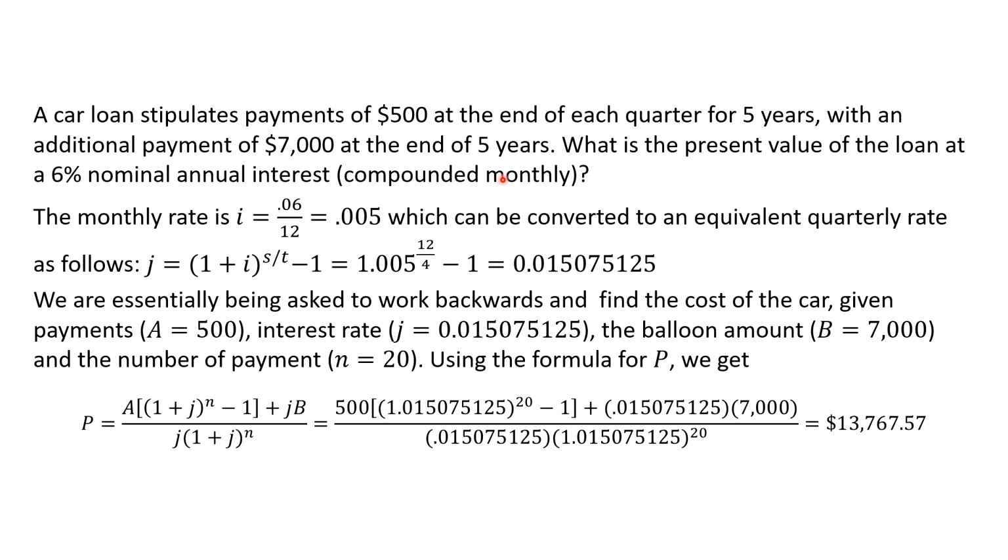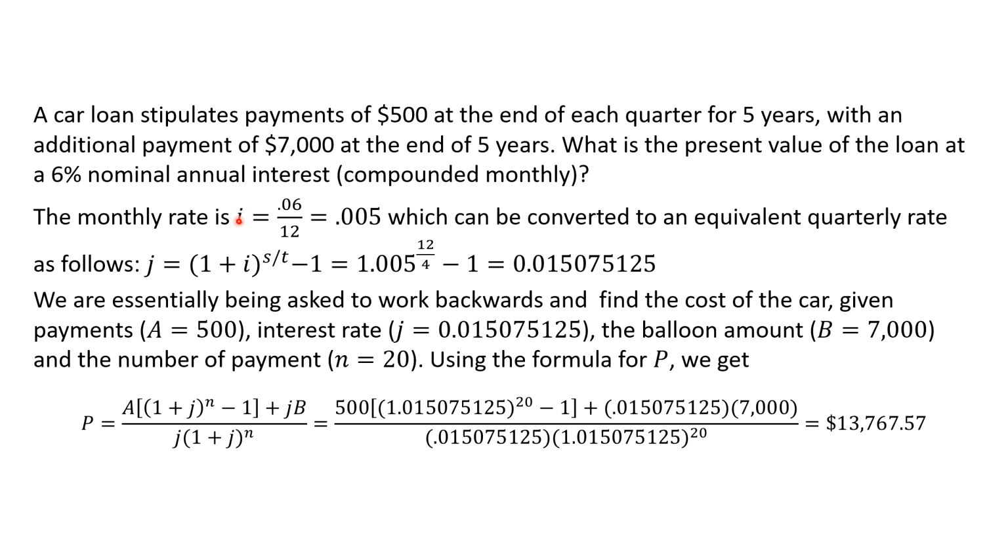So let's look at an example. A car loan stipulates payments of $500 at the end of each quarter for 5 years, with an additional payment, the balloon payment, $7,000 at the end of 5 years. What is the present value of the loan, at 6% nominal annual interest, compounded monthly?